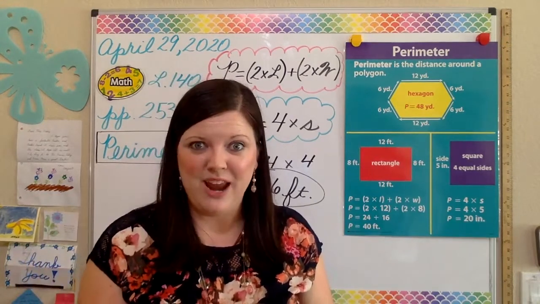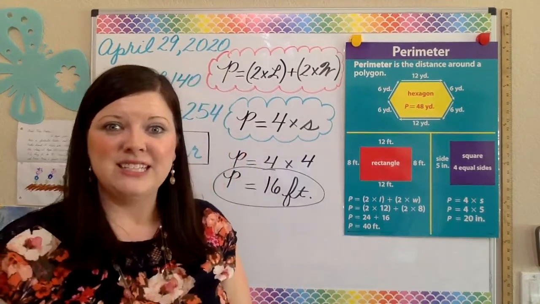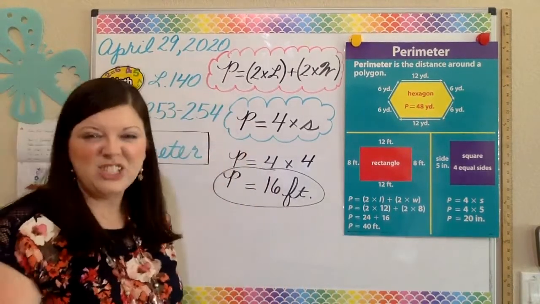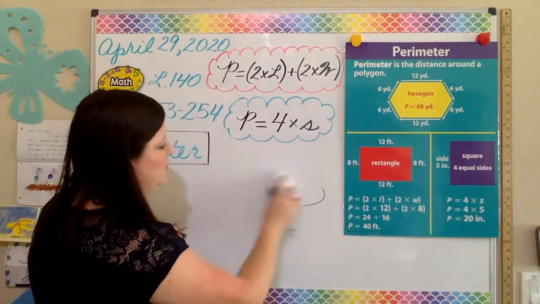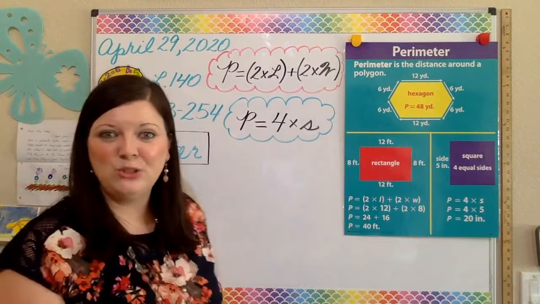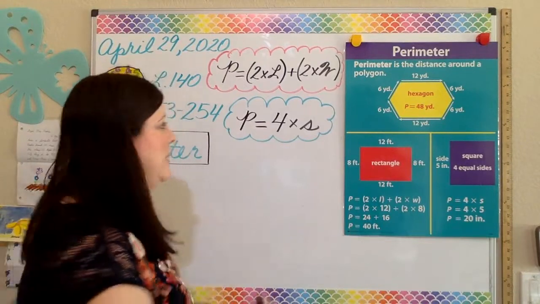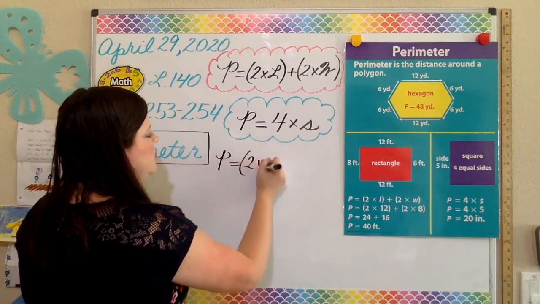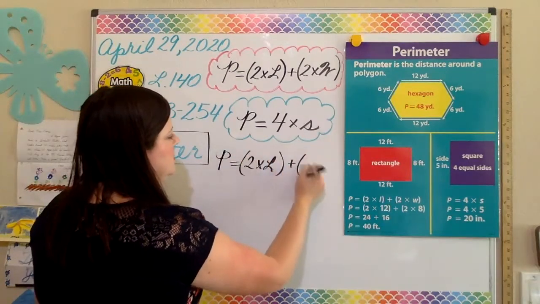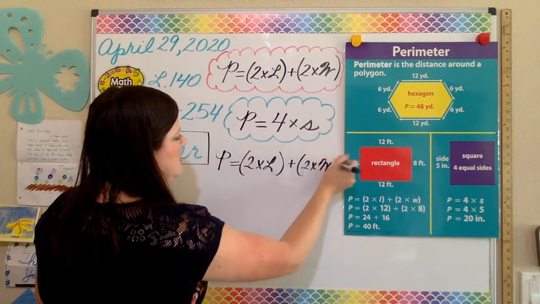Remember, perimeter means around. We could add up all the sides, but since we have a rectangle, let's just go ahead and use our formula for finding the perimeter of a rectangle. Let's say that together. Ready, begin. P equals 2 times L plus 2 times W. Let's write that down. Here we go. P equals 2 times L plus 2 times W.